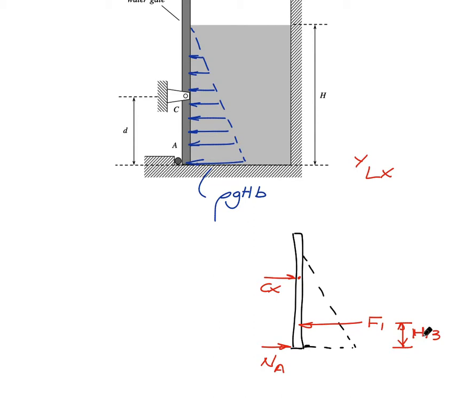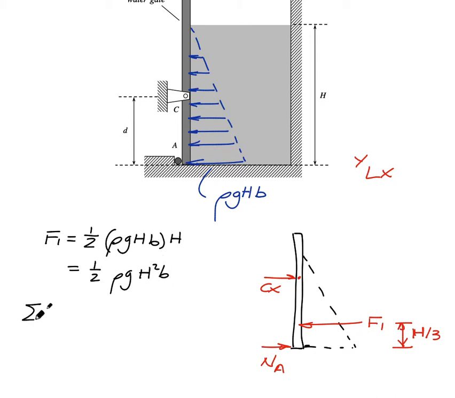So as I look at the free body diagram, I guess first I need to write down F1. F1 again is the resultant of that triangular line load. So the resultant is 1/2 the base, which is rho G H times B again being the depth into the page, times the height, which is H. So F1 is equal to 1/2 rho G H squared B.